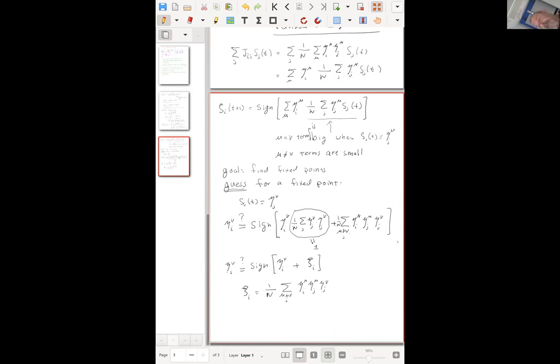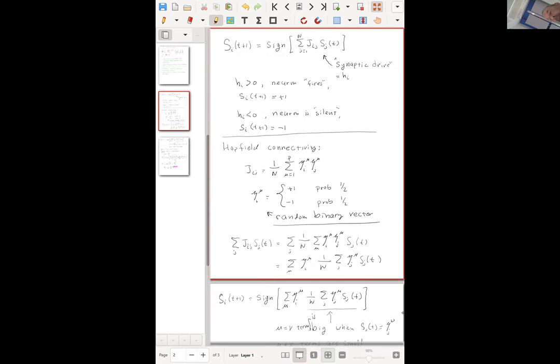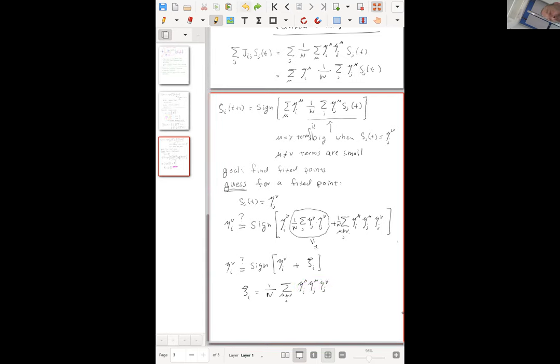Okay? And squiggle i, so remember, these quantities here, these are totally random variables, all right? They're just plus or minus one with probability of half, okay? So this quantity here, it really is a noise term. It's completely random under our guess. And so we can ask, how big is it? So how big is this term?